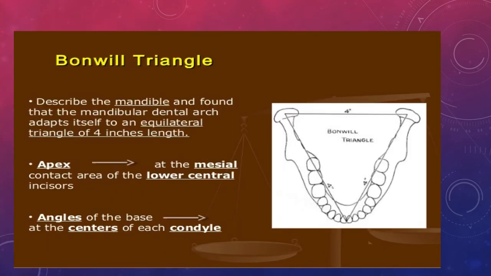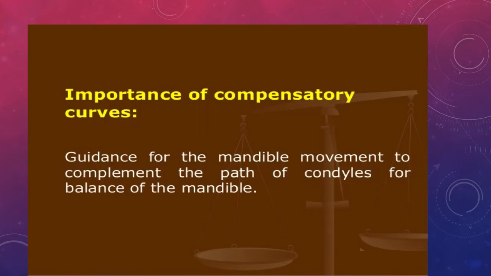Bone-length triangle describes the mandibular dental arch, which adapts itself to an equilateral triangle of 4 inches length. The apex is at the mesial contact of the lower central incisor, with the angles of the base at the centers of the arch. Importance of compensatory curves: guidance for mandibular movement to complement the path of the condyles.